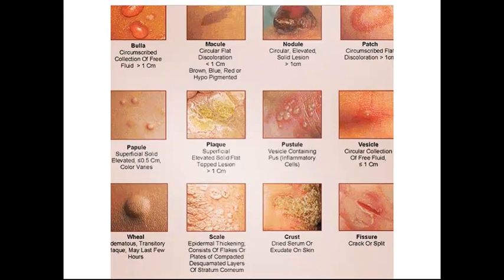Our next slide gives you an idea of what each of these look like. We have bullae, macules, nodules, patches. Usually patches are greater than 1 centimeter. Papules, plaques, pustules, vesicles, wheals, scales, crusts, and then we also have fissures, which we will talk more about in the skin injuries lecture.